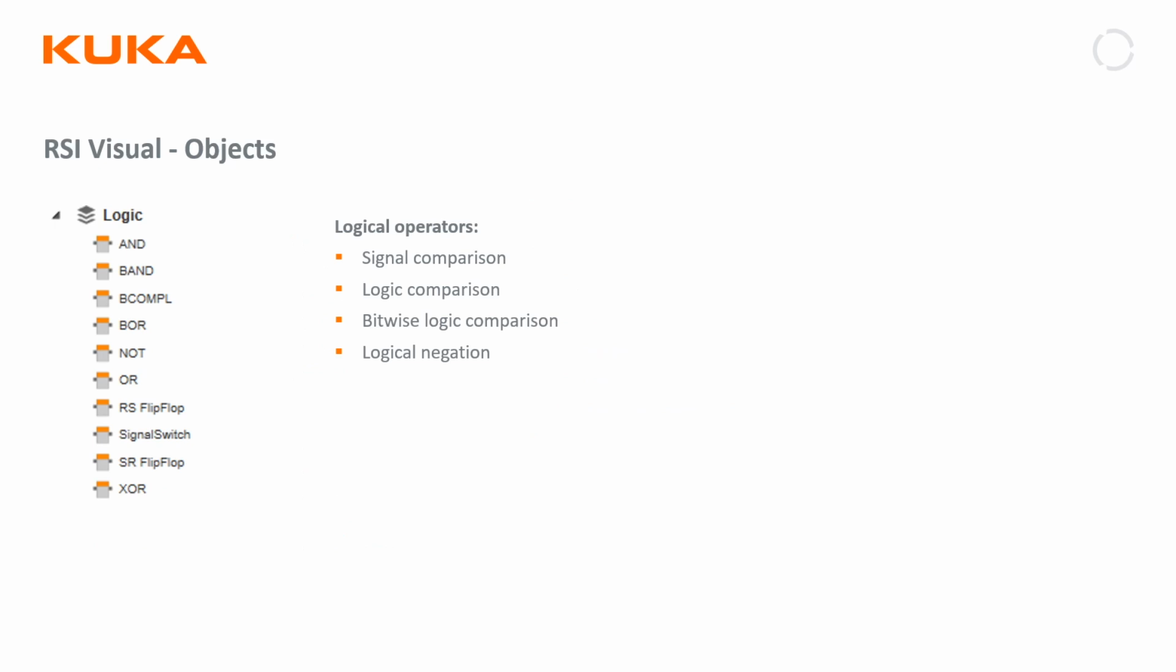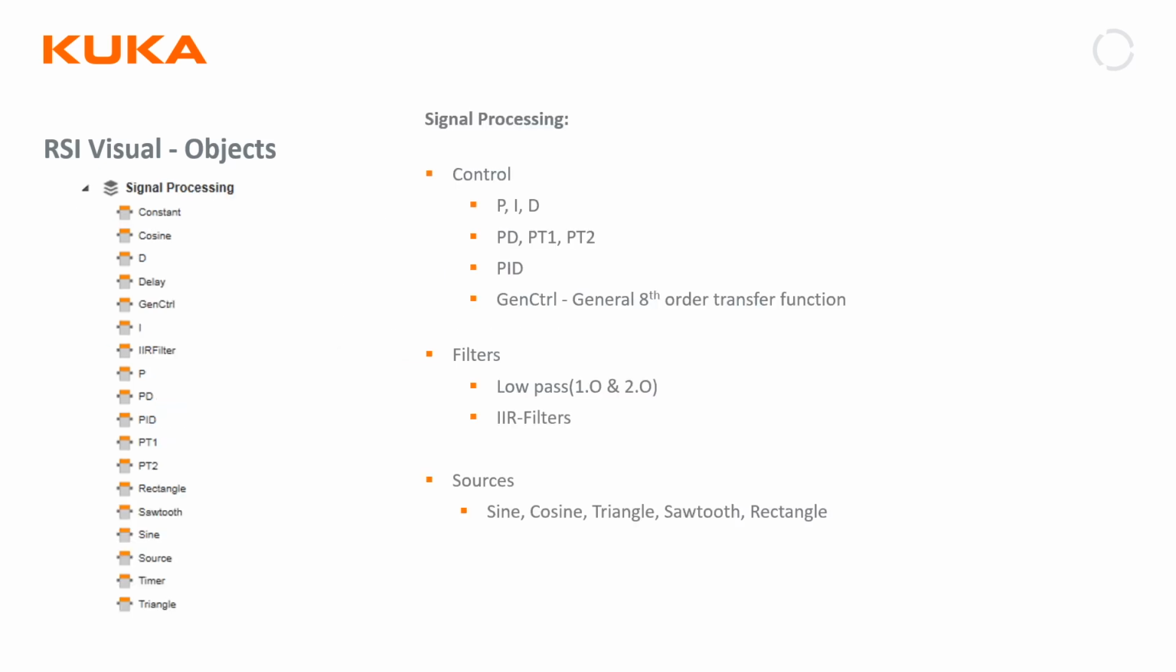Logic blocks can also be included in the signal flow calculations. Finally, many control systems blocks are included. They range from a simple proportional gain to a PID control to a generalized 8th order transfer function. Powerful filtering blocks are also available for smoothing data.